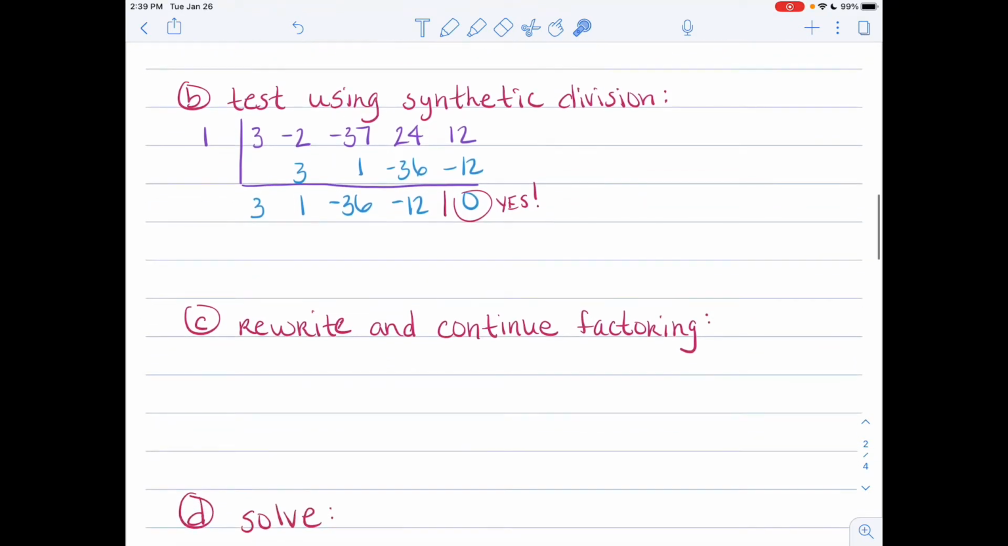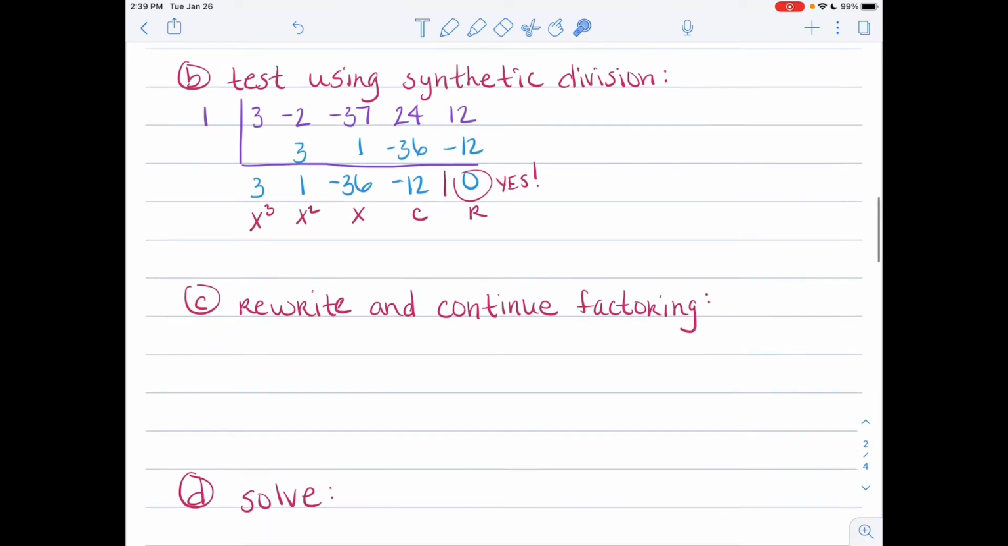All right, so once you did 1, you should have seen that you got a 0, and so yes, that is a solution. So we'll want to identify that as our remainder of 0, and then we have constant, x, x squared, and x to the 3rd. The next step is to rewrite our partially factored form, remembering that this k value is the opposite of the factor, and then continue factoring.